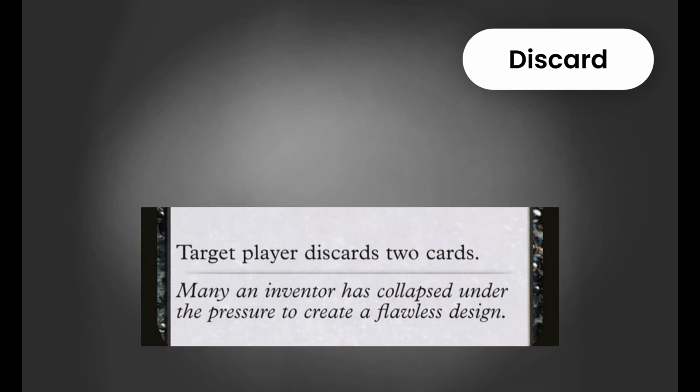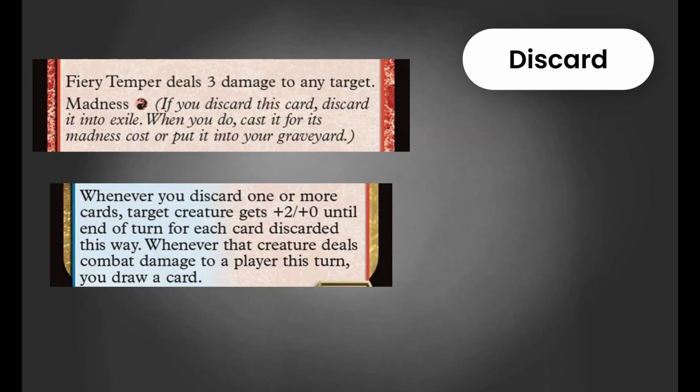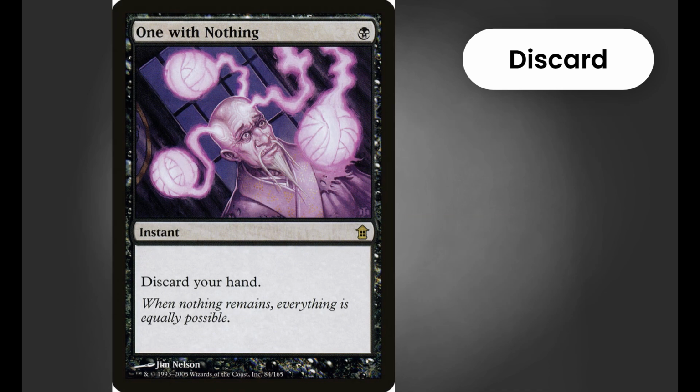The term discard we covered in the previous video when we discussed the cleanup step. To discard something is to take a card from your hand and put it directly into your graveyard. There are some abilities that care about being discarded, and some that require you to discard as a cost, but for the most part, there will be no effects from the card when you discard it.